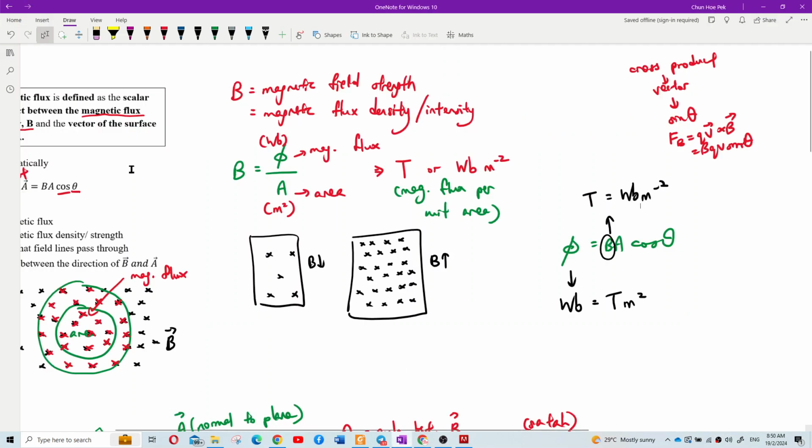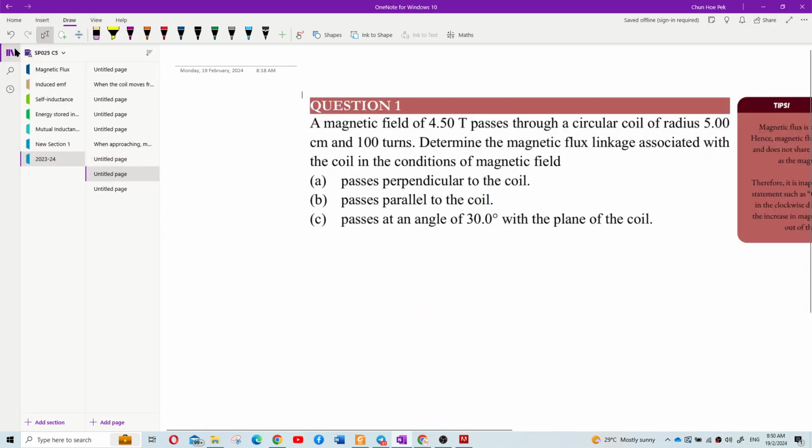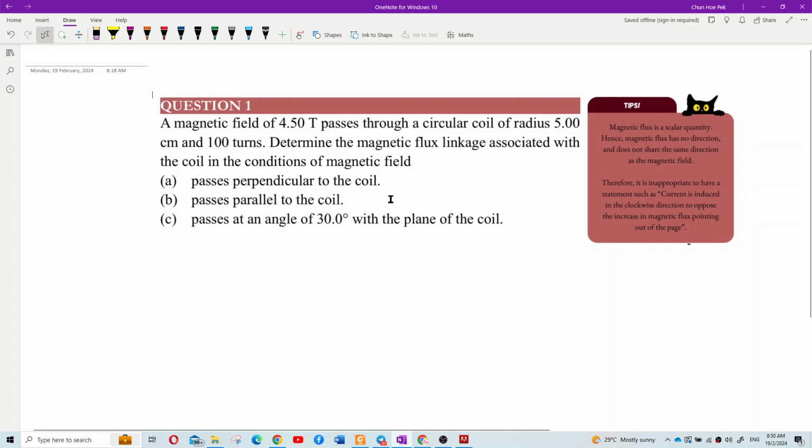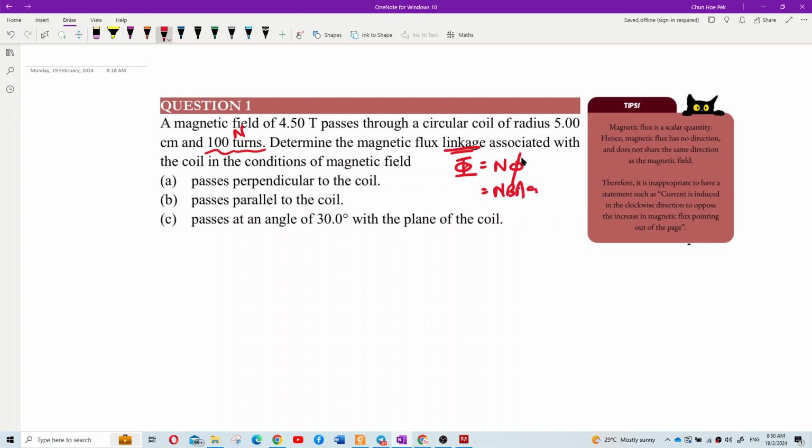So let's discuss one question on this. Question 1. A magnetic field of 4.5 Tesla passes through a circular coil of radius 5 cm and 100 turns. Determine the magnetic flux linkage. See this flux linkage, this one is capital phi, because it has many turns. Understand? You have N turns. So it is N phi, or NBA cos theta.